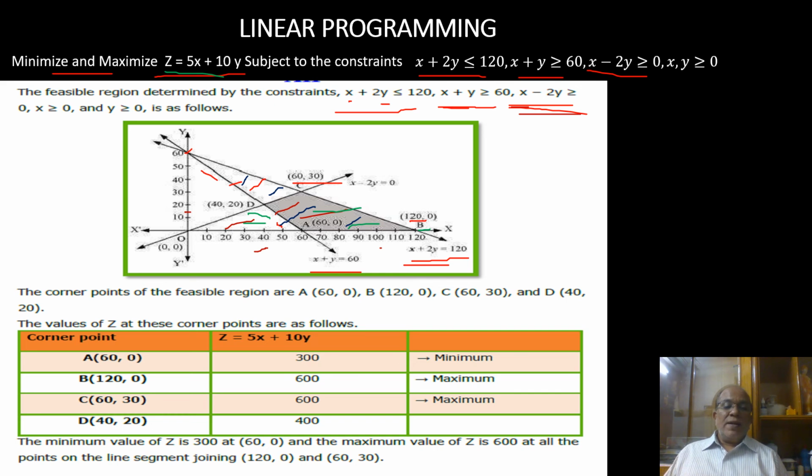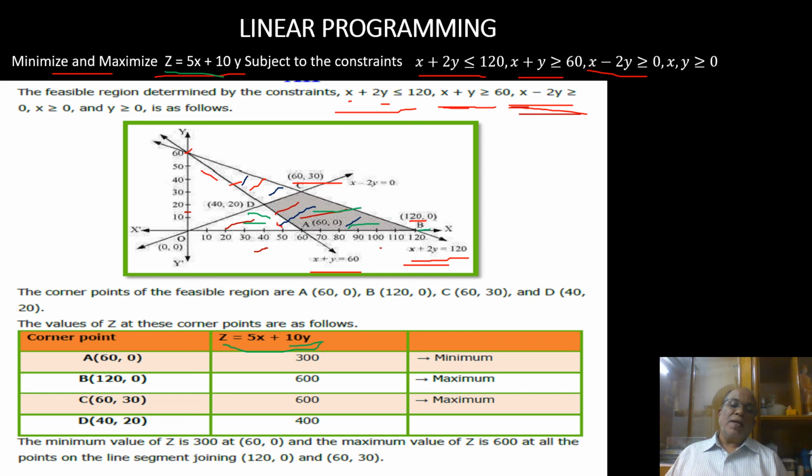So this is our Z, 5x plus 10y. We put 60, 0 here: 5 sixes are 30, so 300. Then we put 120, 0: that is 600 plus 0, that is 600, right? Then 60, 30: 5 sixes are 300, and 10 times 30 is 300 again. So this will be 300 plus 300, again 600. And finally 40, 20: 5 fours are 200 and 10 times 20 is 200. So the total is 400.